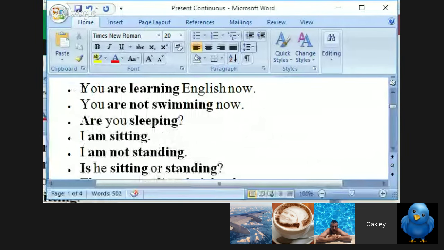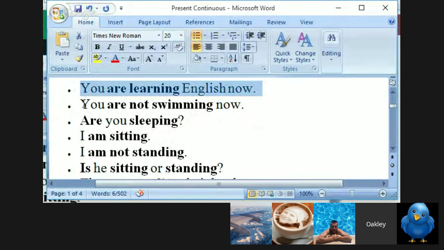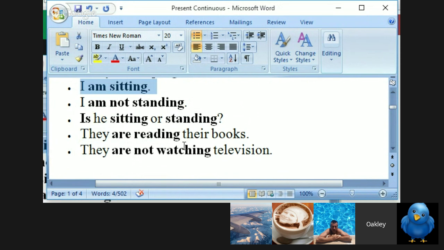You are learning English now, right now. You are not swimming now. The possible exception of Santiago seems to be by the pool. But for the most part, you are not swimming now. You aren't swimming now. Are you sleeping right now? Okay. I am sitting. I am not standing. All right. These are all referring to something going on at this very second.